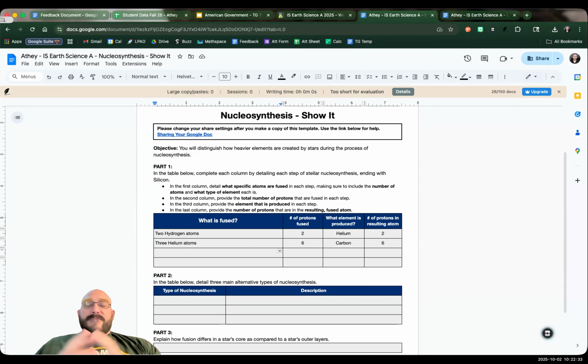So when we're fusing helium atoms to make carbon atoms, we usually have a much larger star, because when helium atoms are fused together, they release more energy than when hydrogen atoms are fused together.